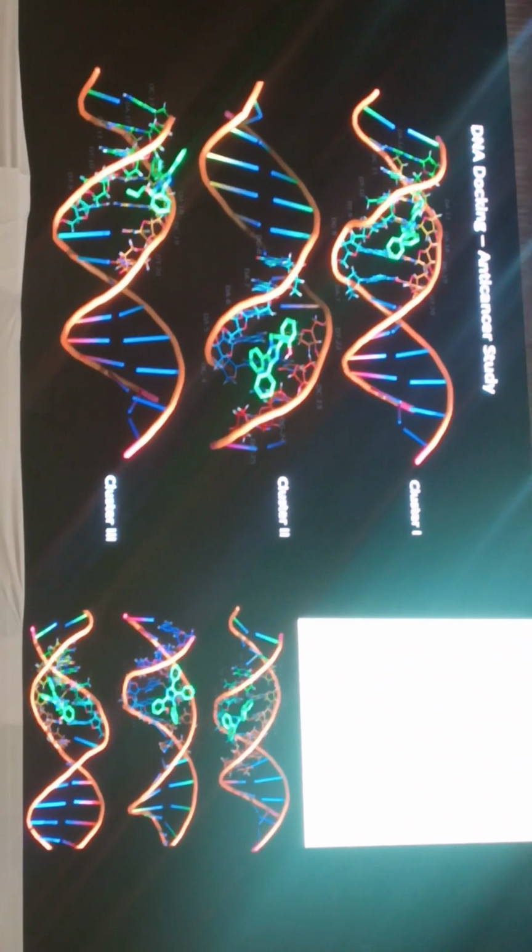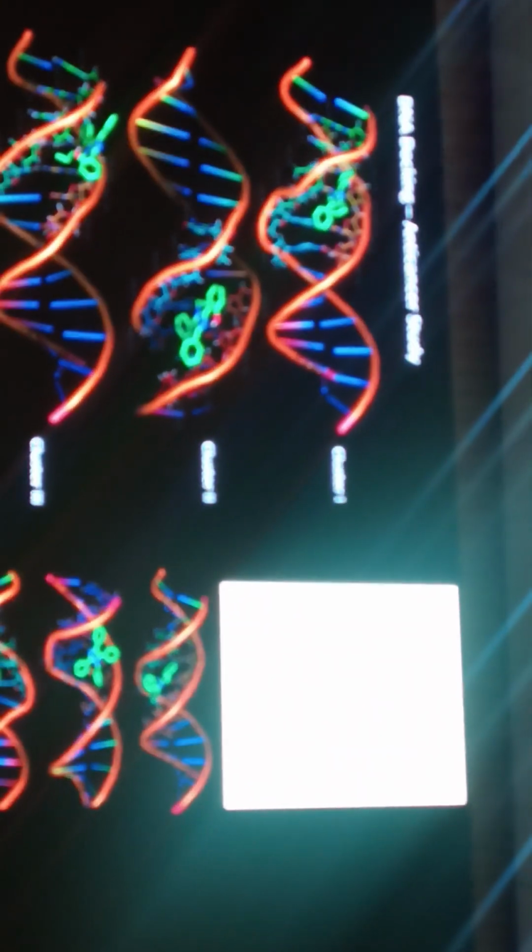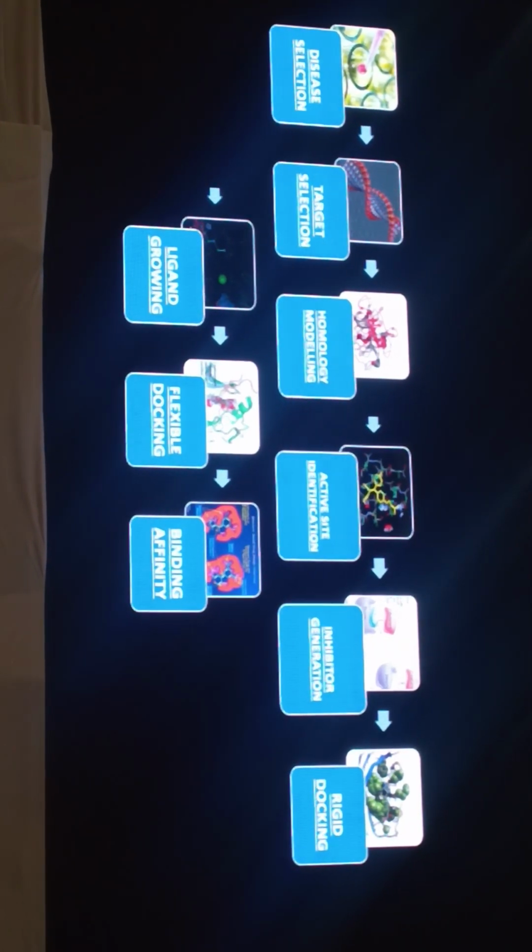So also we did the DNA docking. Especially in the cancer studies, certain compounds bind to the DNA. So we also did the DNA studies. So what can you people do? You people can do disease selection, target selection, homology modeling, active site identification, inhibitor generation, rigid docking, ligand crowding, flexible docking, binding affinities. So all these things you can do very easily on your computers. This is for you people.